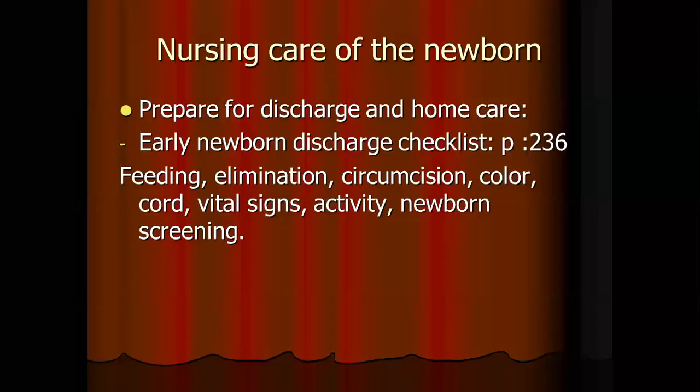Then elimination: whether the elimination pattern is proper or not, the approximate amount of urine and feces passed, and how many times the child has bowel and bladder movements. Then circumcision: if a circumcision is present, how to take care of it and how to assess it has to be informed to the parent. Then color: how to assess the child's color, whether any color change is present over the umbilicus, the eyes, the nail beds, or the entire body, like jaundice or cyanosis. That has to be informed to the parents.